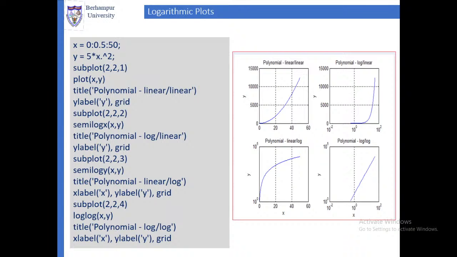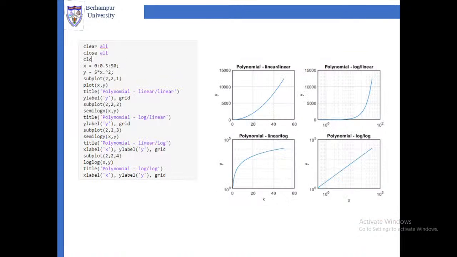The last one is loglog, which will be subplot(2, 2, 4). Now 2, 2 means there will be 4 plots. The fourth plot is the last plot, which is the lower bottom right hand corner. So this is how you will write logarithmic plots. Now let me draw these plots in Matlab. So this shows you the same thing in Matlab.